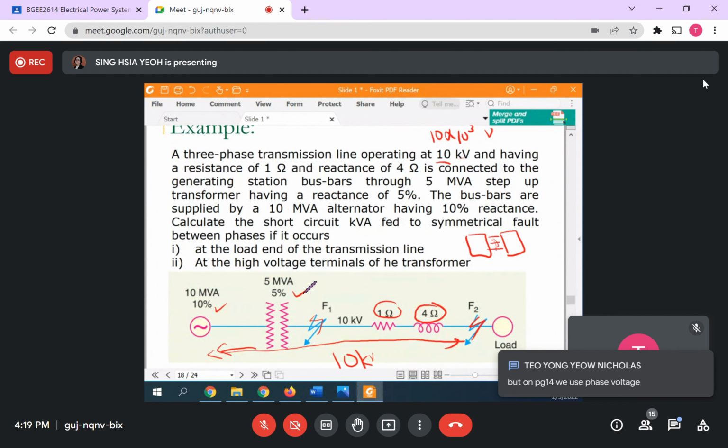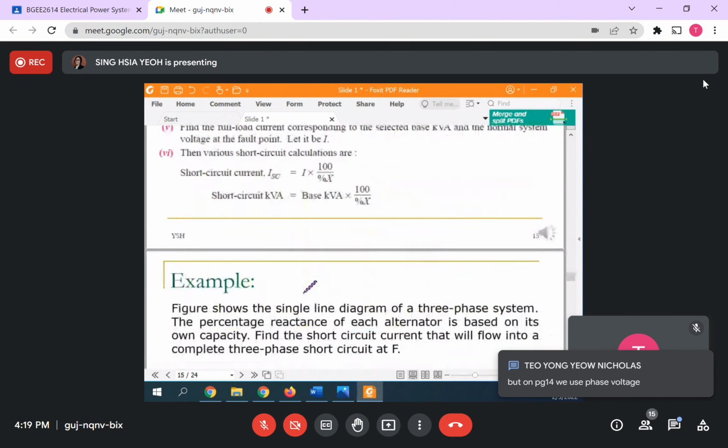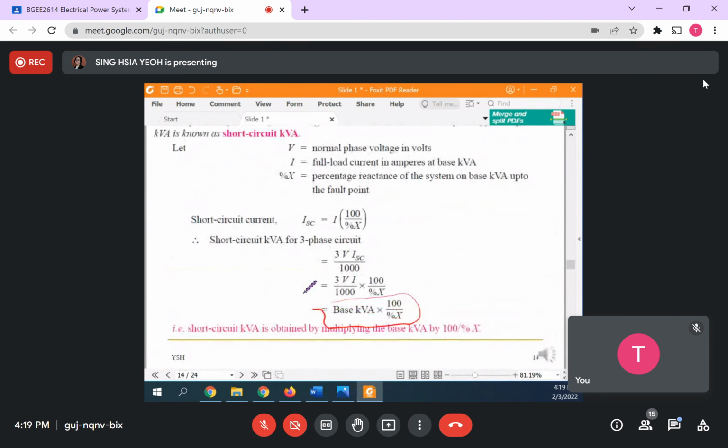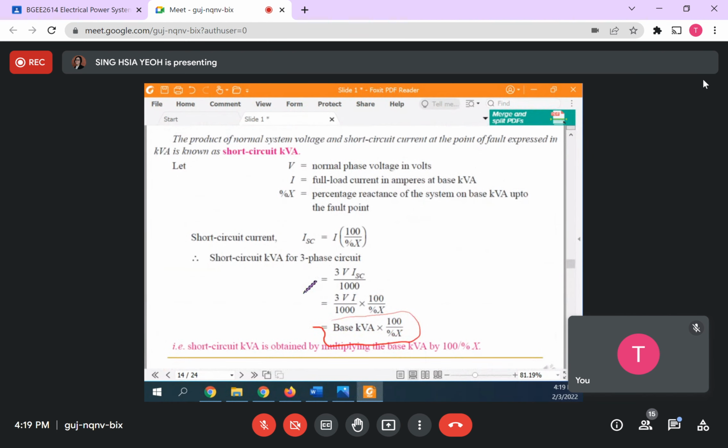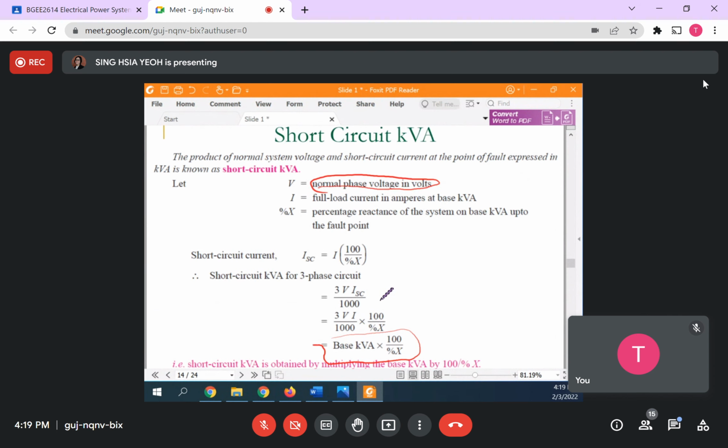Page 14, we use phase voltage, normal phase voltage in volt.